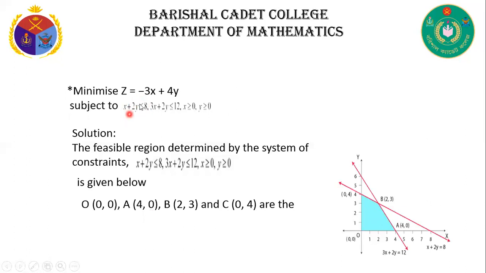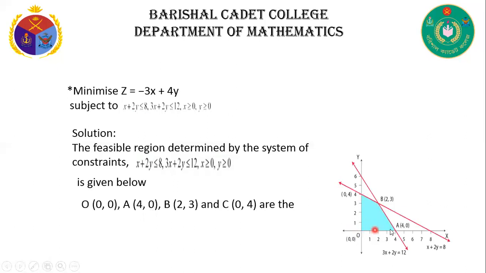This inequality is true. That's why, for the first equation, the direction is towards the origin, and if we put 0, 0 here, this is also true. Then for the second equation, the direction is towards the origin, and here you see this part satisfies all the inequalities. That's why this is our feasible region.